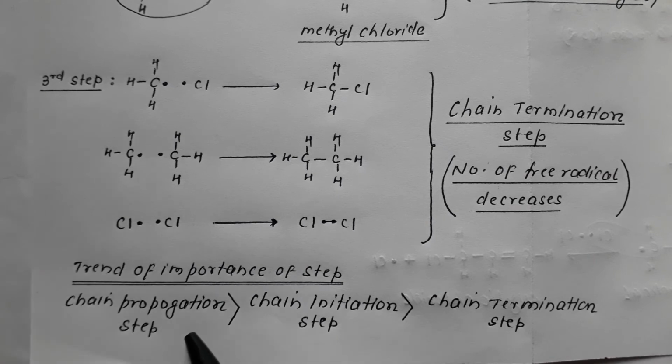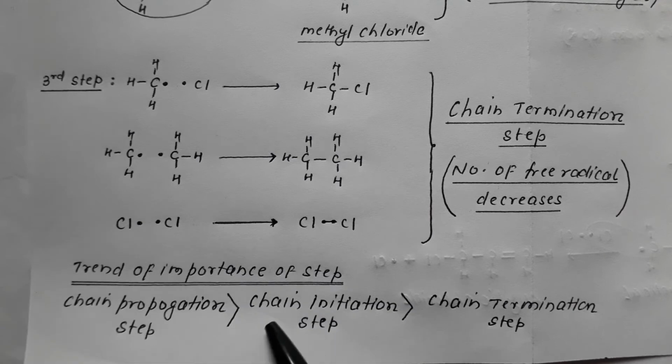So among the 3, the most important is chain propagation, because the chain reaction depends upon this. The longer this step, the greater the possibility of product formation. The second most important is chain initiation, but it is less important compared to chain propagation. And the step which is totally unwanted is the chain termination step, because if this begins, then the chain reaction is going to stop. So the unwanted step is chain termination, and the most wanted step is chain propagation in the case of halogenation of alkane.